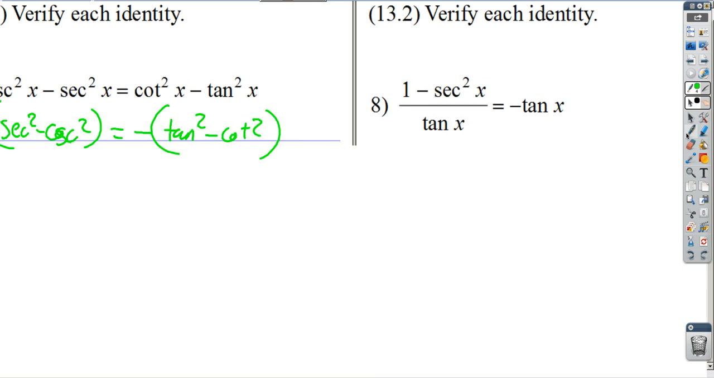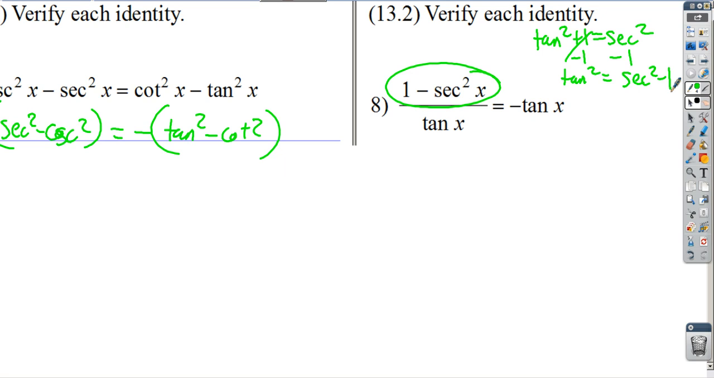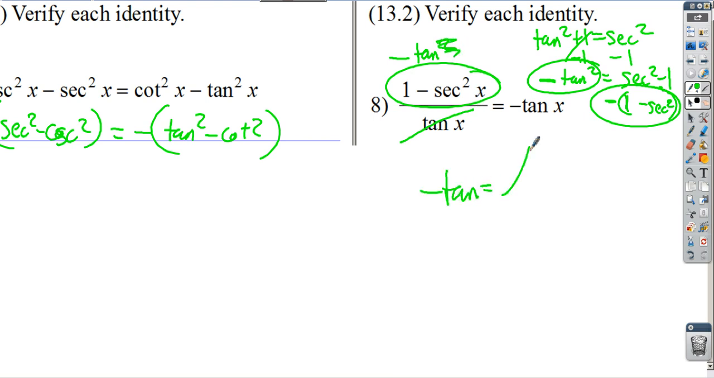This one right here, try to make well-known identities appear. There's a well-known identity that has tan squared plus 1 equal to sec squared. So let's subtract 1 from both sides. So we get tan squared equals this. But here's the only problem. This is 1 minus sec squared, and this is sec squared minus 1. So let's factor out a negative 1. And this negative 1 will become positive, and this positive sec squared will become negative. So that means this thing right here, negative tan squared equals negative this right here. So we'll change this whole thing to negative tan squared. Tan cancels here, and one of those two tans cancels there, so we get negative tan equals this.